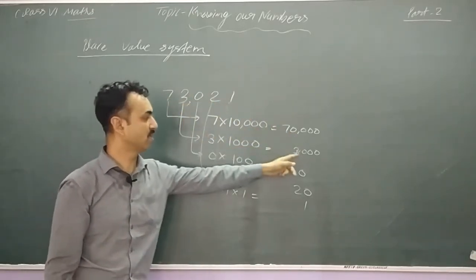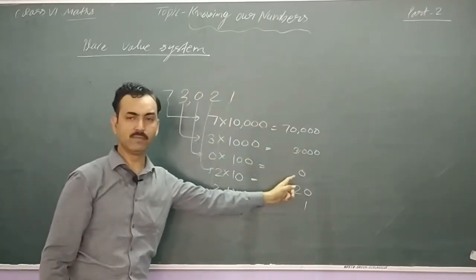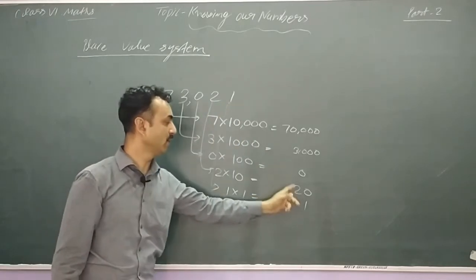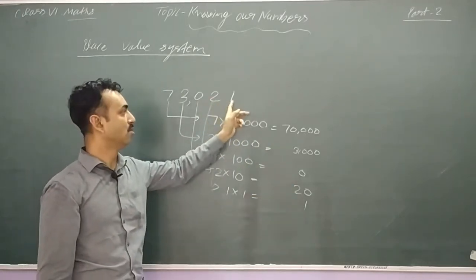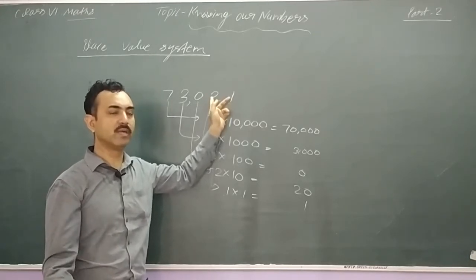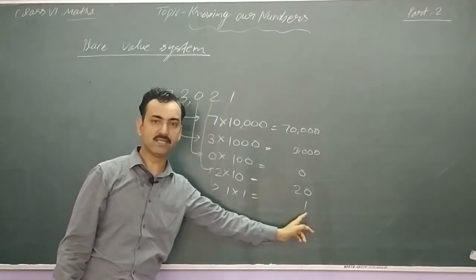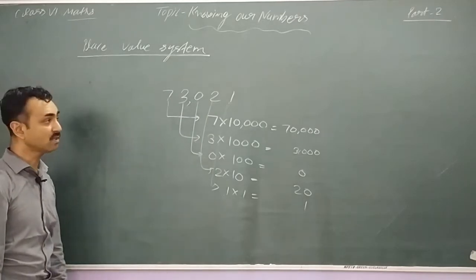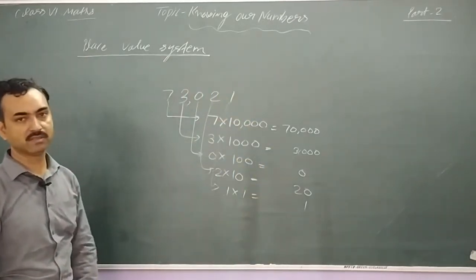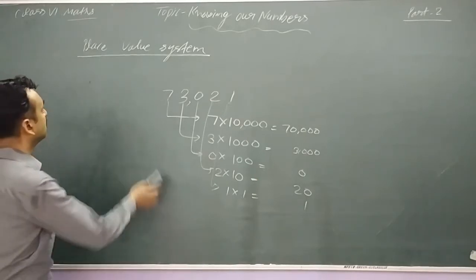So the place value of 7 is 70,000. Place value of 3 is 3000. Place value of 0 is 0, because 0 multiplied by any number is 0. Place value of 2 is 20, because it is on the tens place. So 2 tens, in other classes you say 2 tens. 2 tens means 20, and on the ones place it is only 1. So this is the place value system of the numbers. So do practice.